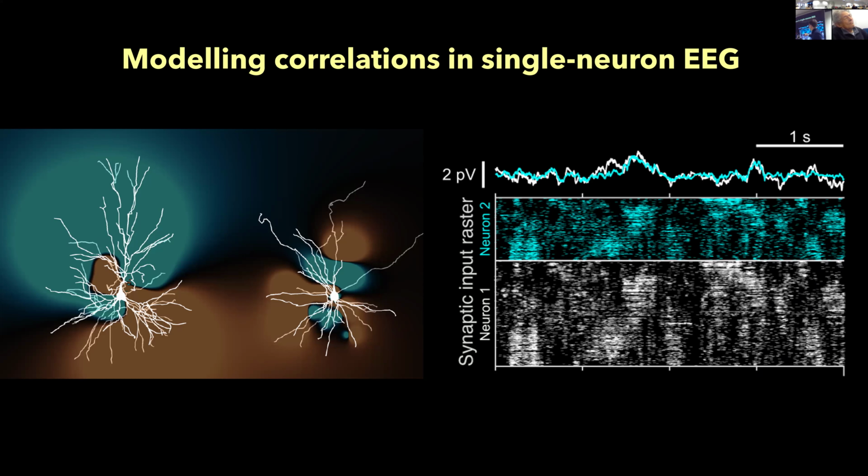You can see that this is the synaptic input into these two neurons. You can see these avalanches I'm talking about coming into the neurons, these clusters of synaptic activity bombarding them. And the single neuron EEGs, you can see, are quite correlated.